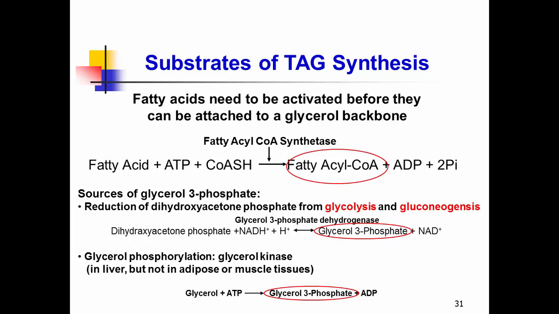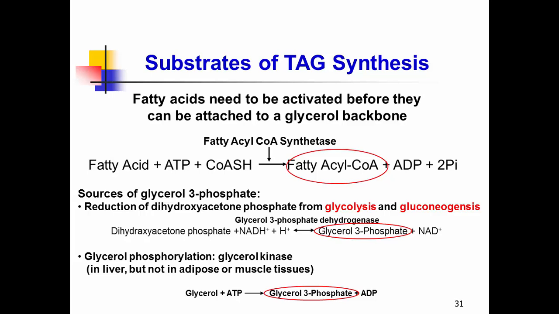Okay, so substrates of triglyceride synthesis, fatty acids, right? Of course, 3 fatty acids and 1 glycerol backbone, glycerol 3-phosphate are the substrates of triglyceride synthesis. And before fatty acids are able to attach to the glycerol backbone, fatty acids need to be activated first, right?